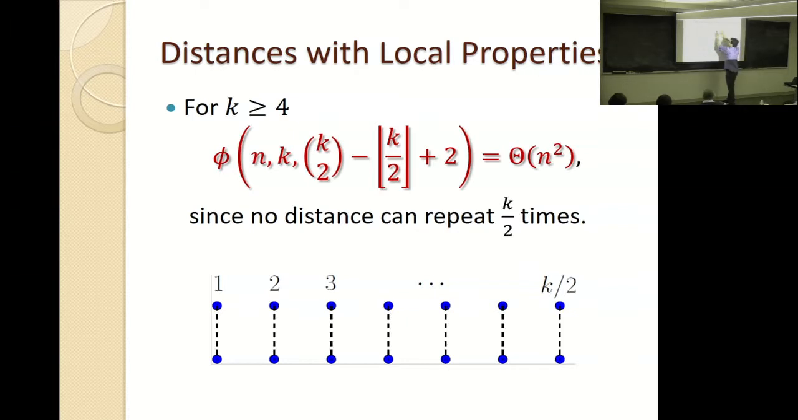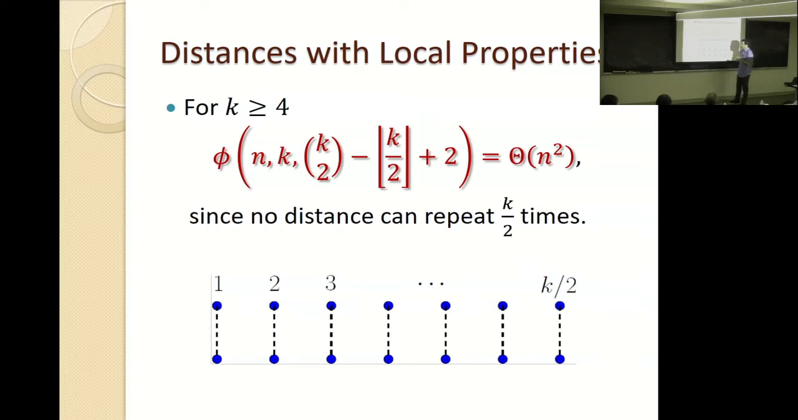So ignore this for a second. What is this? This is the maximum number of distinct distances that k points can have. K choose 2, the worst case, k choose 2 distinct distances. So basically we're allowing about half a k repetitions. You have k points, you're allowing about half k distance repetitions.